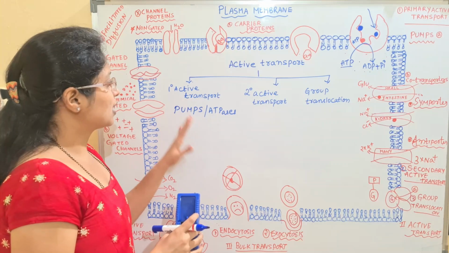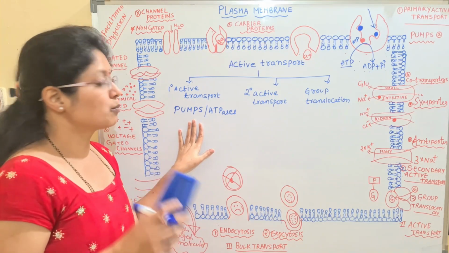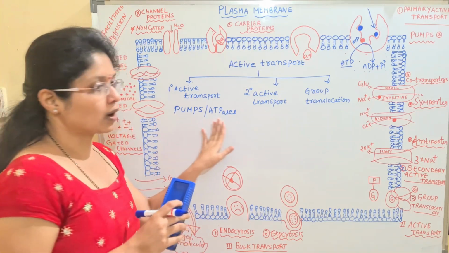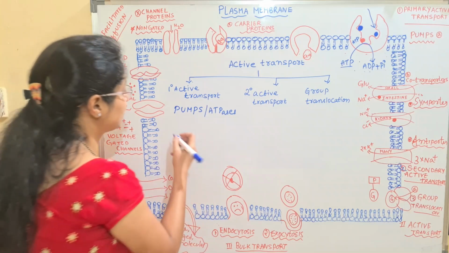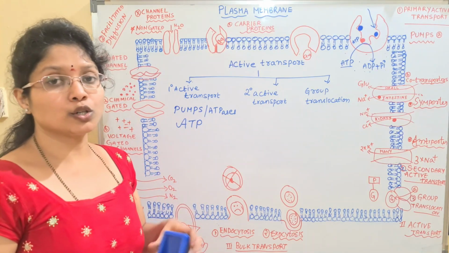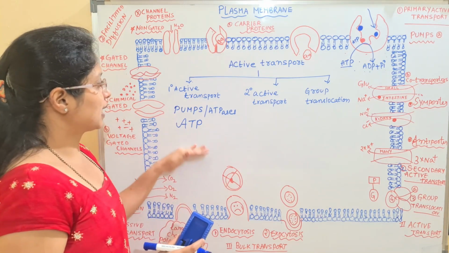So primary active transport is mainly associated with which type of carrier proteins? These carrier proteins are known as pumps or ATPases. Why? Because they will be utilizing the ATP to pump the molecules against their gradients. Okay, so this is regarding primary active transport.